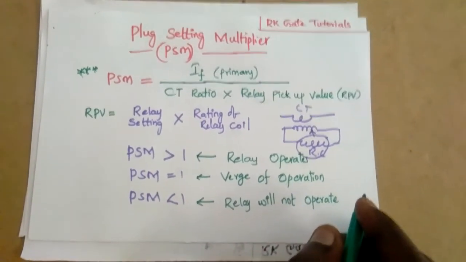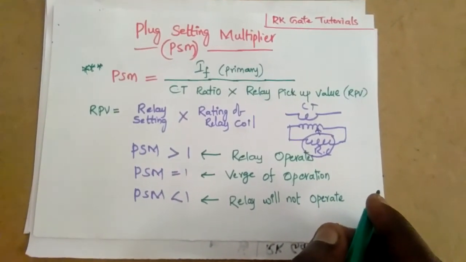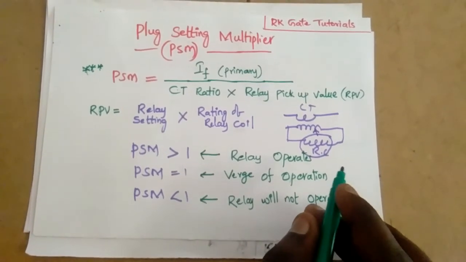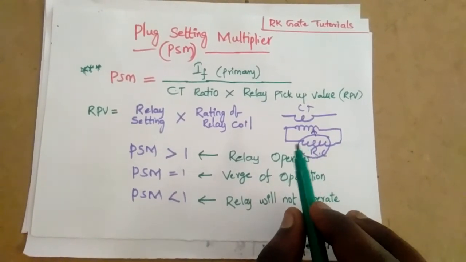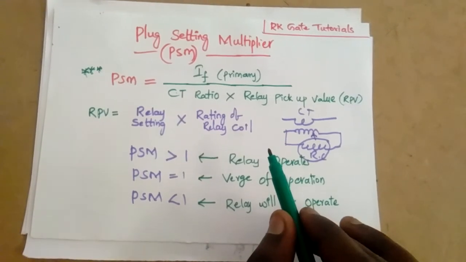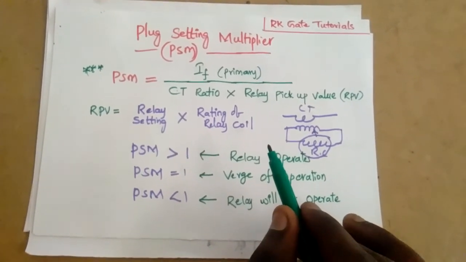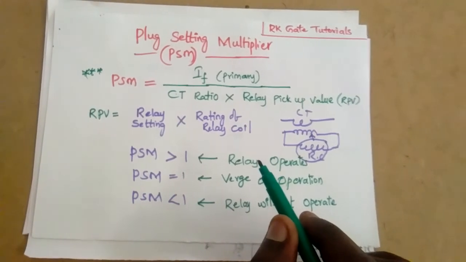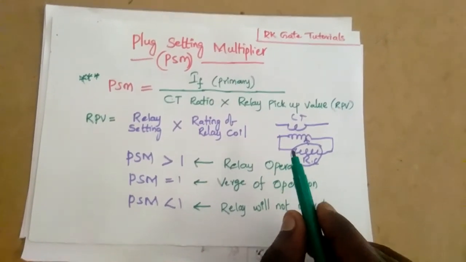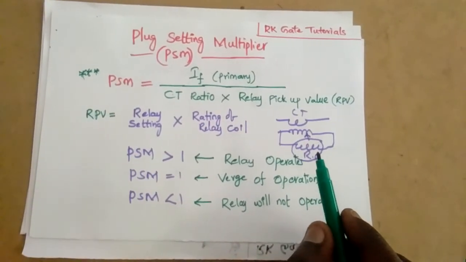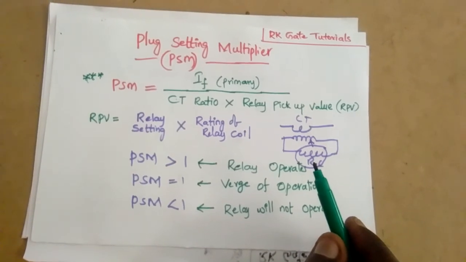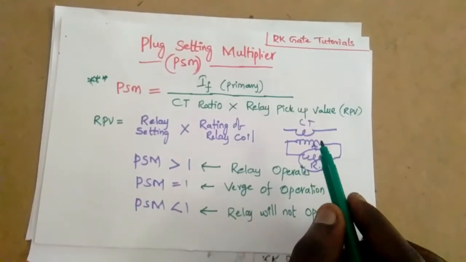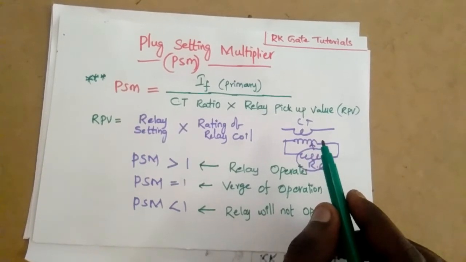So this is the importance of plug setting multiplier, and we have also seen in the previous topic how to adjust the pickup current. The pickup current can be adjusted by just changing the number of turns of the relay coil. I hope you understood this. In the next class we will work out a problem based on this plug setting multiplier, and you can simply understand that.